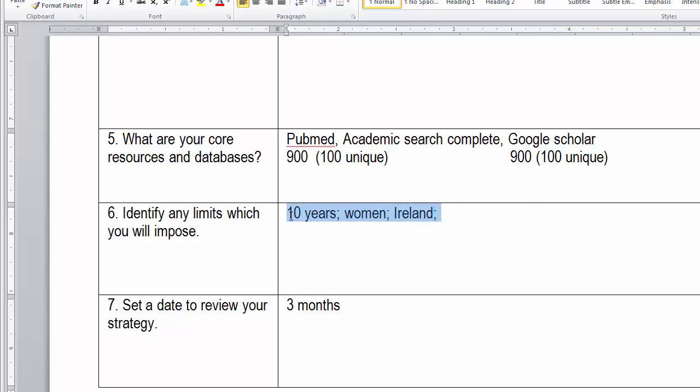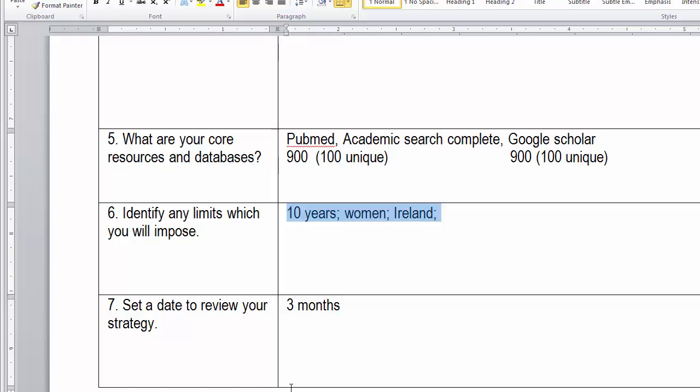You can also set limits to your search, and you can really put any limit you like in this. You can put a time limit, you can put gender, you can put disease type, you can put humans, not animals, you can put basic laboratory stuff, you can have a geographic localization. Really, the sky's the limit here. However, you do have to have a good rationale for doing this. You can't just decide, oh, I would like to have 10 years or 5 years or 2 years because it means I have less things to read. That's not really acceptable.